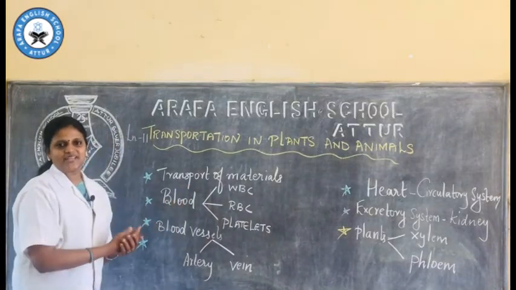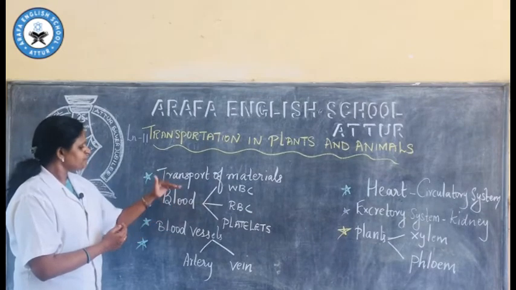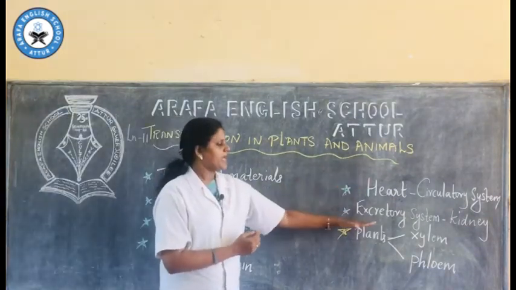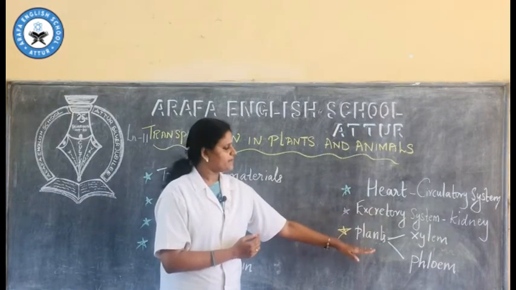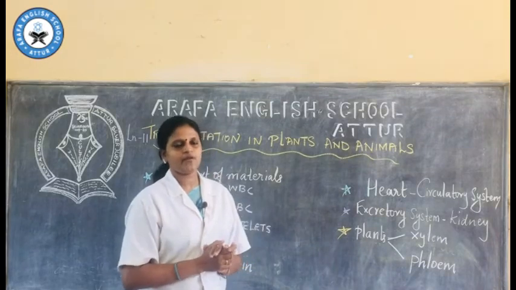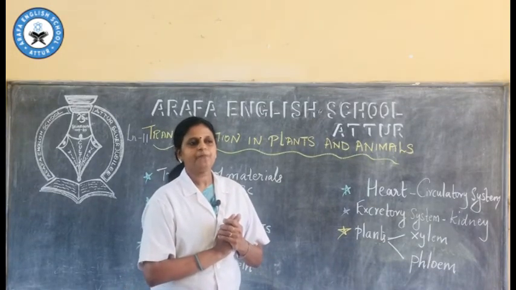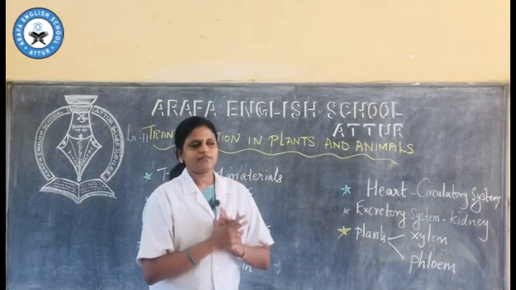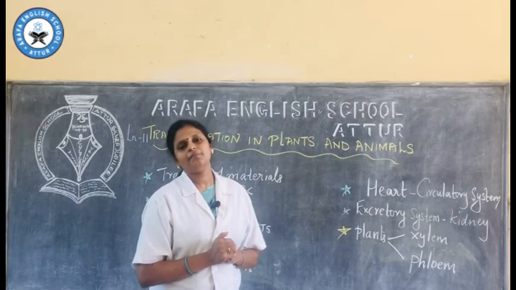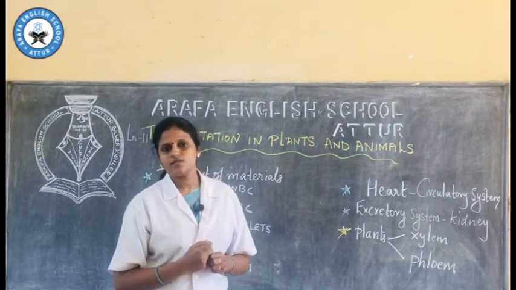We have done a recap that transportation in animals is done by blood vessels and the circulatory system, the heart, and the excretory system, the kidney, whereas in plants it is done through xylem and phloem. One more important thing: in plants, excretion is done by the process of transpiration, and the excess water is removed from the plant body in the form of vapor through the presence of stomata.